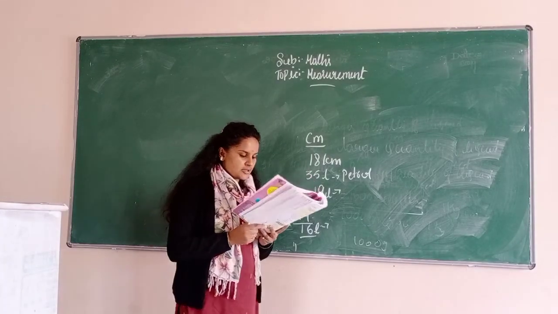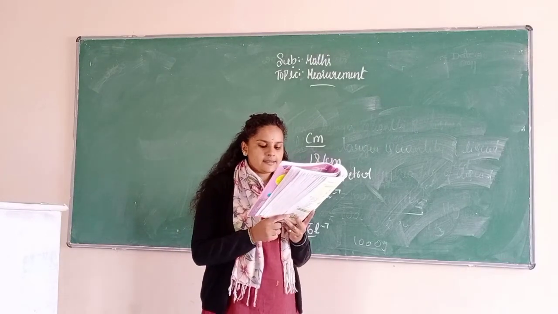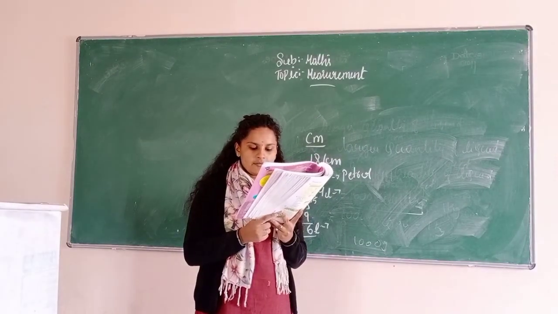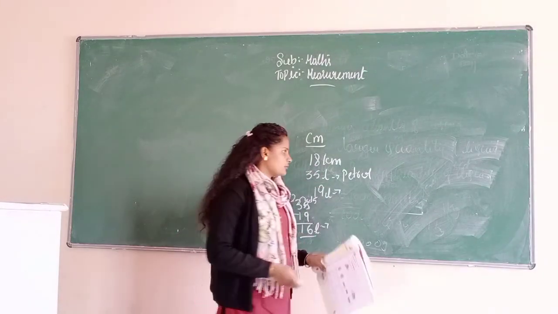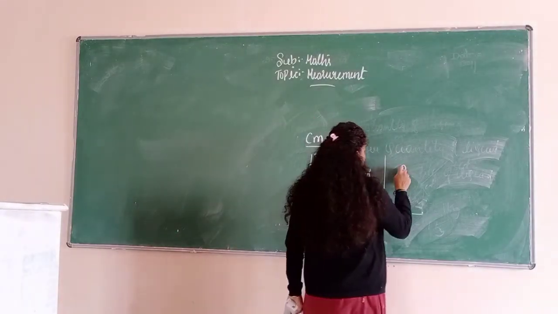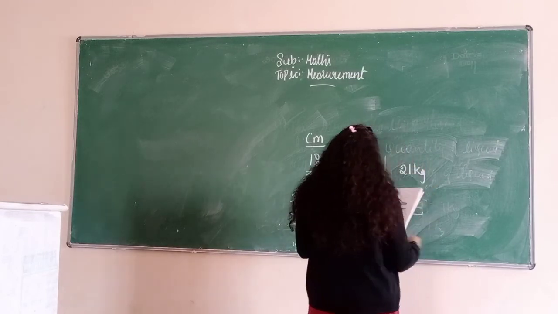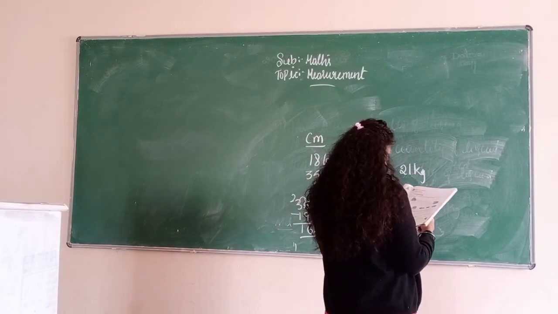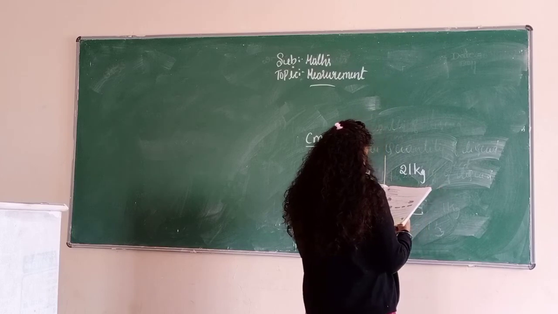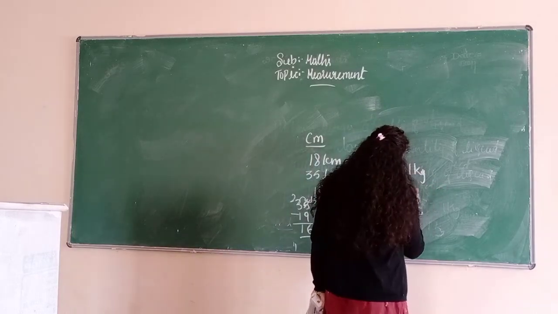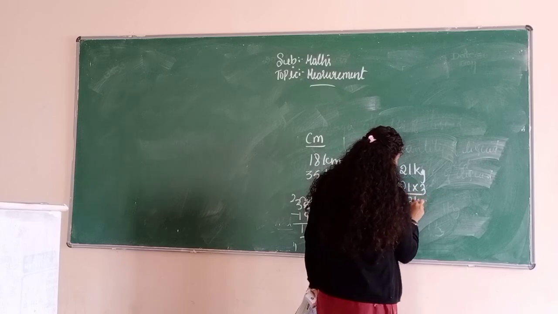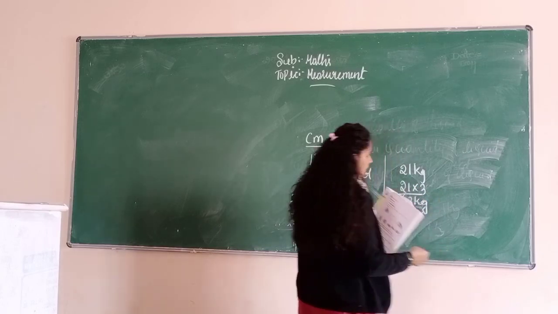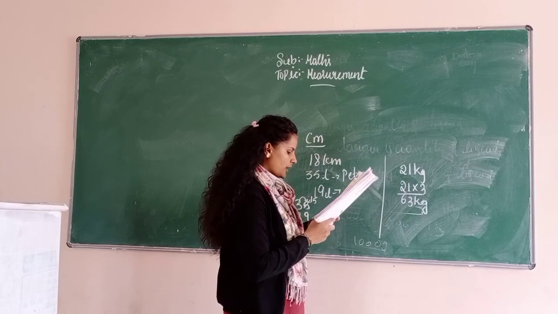Then a passenger on the train has 3 pieces of luggage with him. Each piece weighs 21 kg. How many kilograms of luggage is he carrying? So 3 into 21 we have to do. 3 ones are 3, 3 twos are 6. So 63 kilograms we have to write.